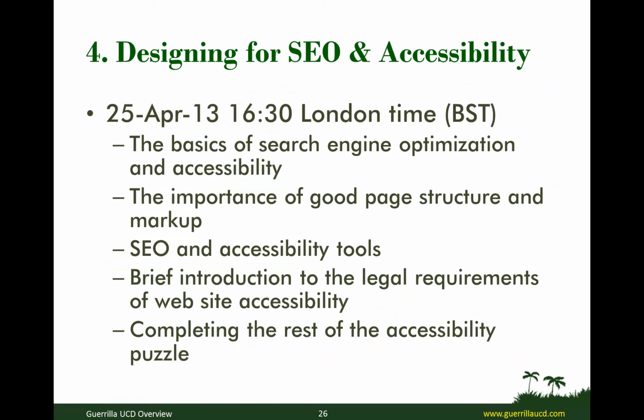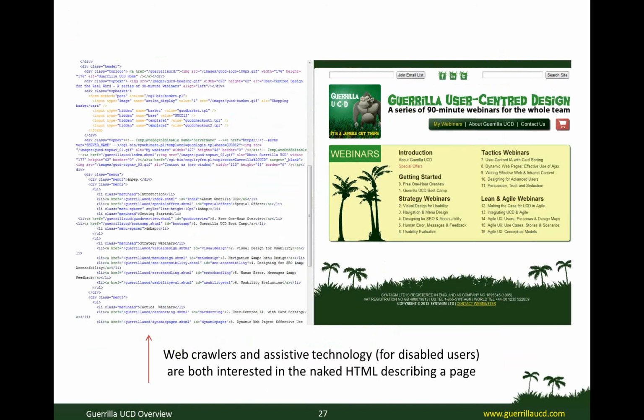So that's the common link between these two. So we'll be looking at the basics of search engine optimization and talking about the importance of good page structure and markup. We'll be looking also at some search engine optimization and accessibility tools and briefly introducing some of the legal requirements around accessibility and some of the other places to look for more information on accessibility. There's a lot of information out there, and we point you in the right direction.